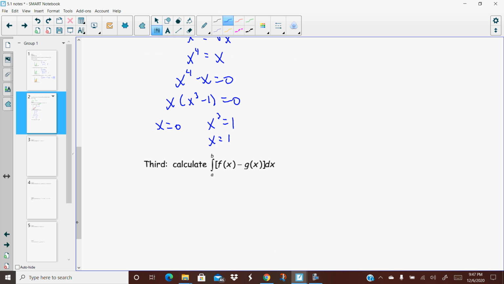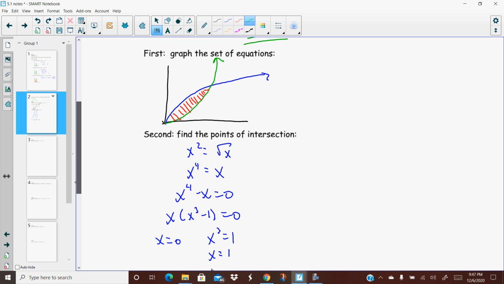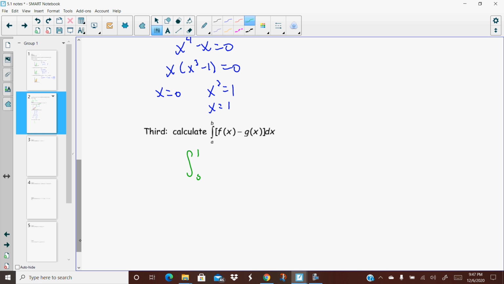All right, so the last thing is we actually take the integral. So I'm going to integrate from 0 to 1. Those are the two intersections that we just found. Looking at our graph here, it looks like that square root function is the greater function. So it's the square root of x, and then minus the smaller function, which is x squared dx.